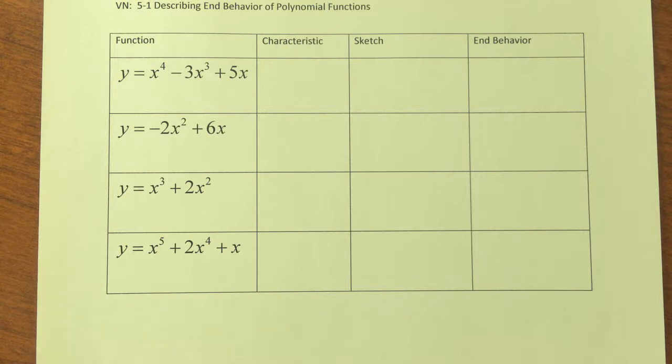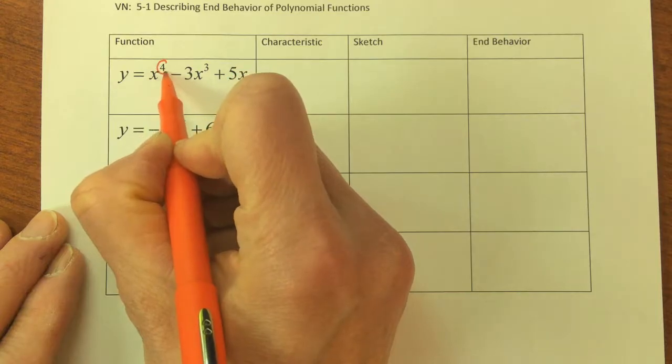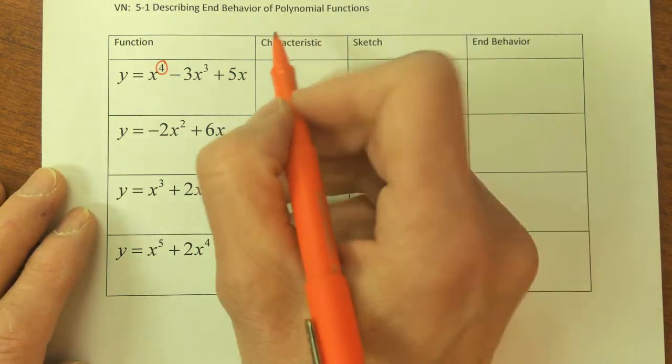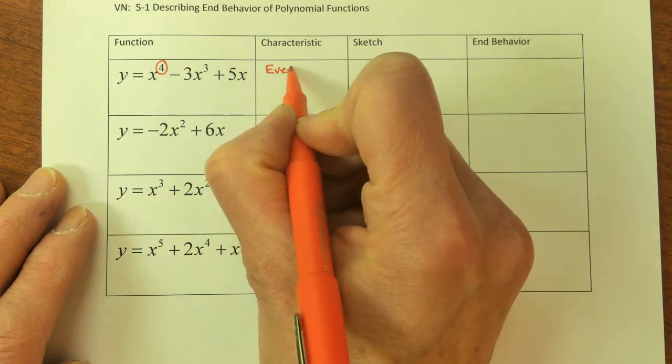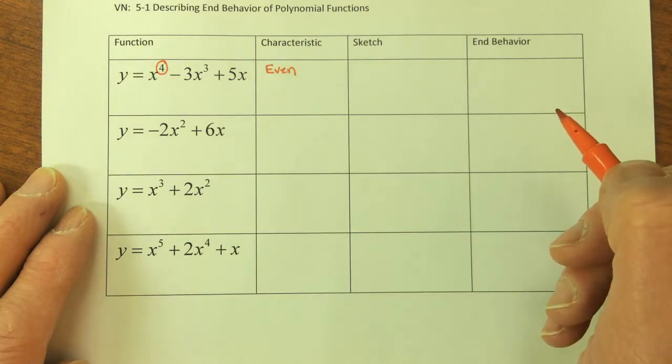So the first thing that we need to look at is what type of function do we have. So when I look at the first one, I see that it is a fourth degree function. This means that it is even. So with an even function, I know that the ends go in the same direction.